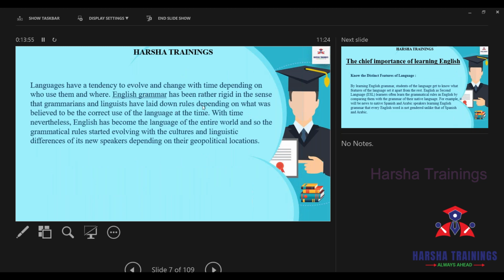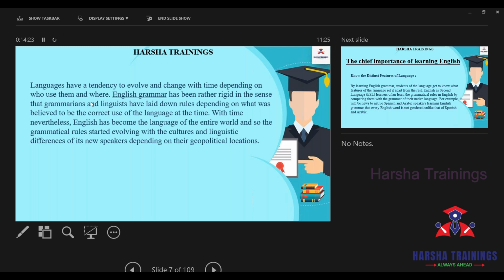Yes, I think I've told you, languages have a tendency to evolve. They keep changing, right? As I've told you, the language we used in English before and the language we use now is completely different. The Shakespeare era and this era, the present generation. So it keeps on changing and evolving with time, depending on who uses it and where they use it.